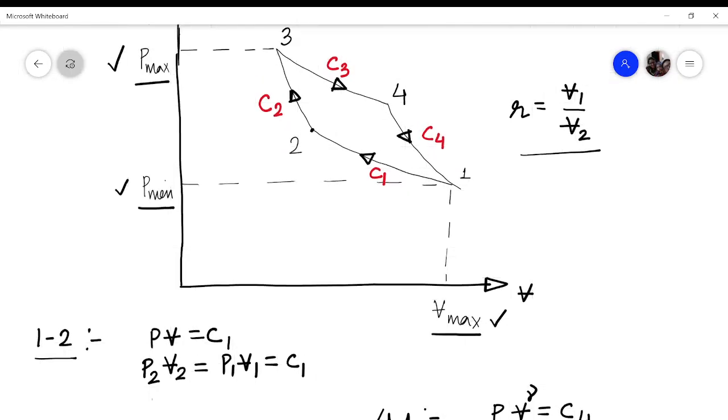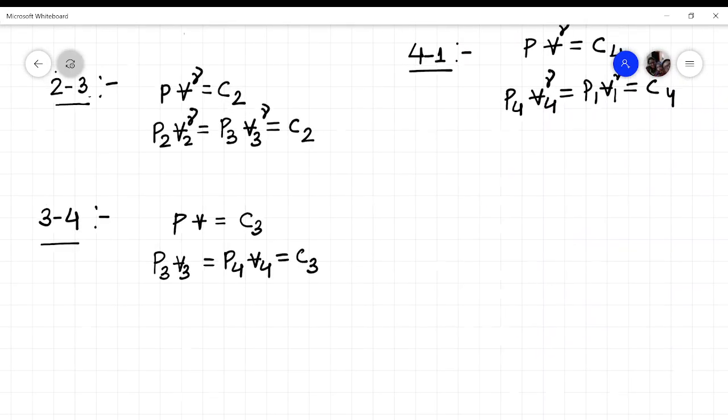If you look at this curve once again, what is P1? P1 is P minimum. What is V1? It is V maximum. What is P3? It is P maximum. What is V2? It is V1 by R. So we will be writing our code like this only.